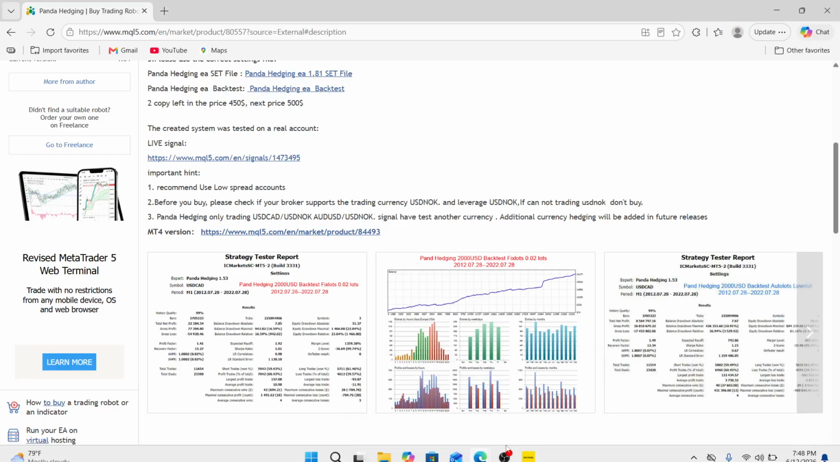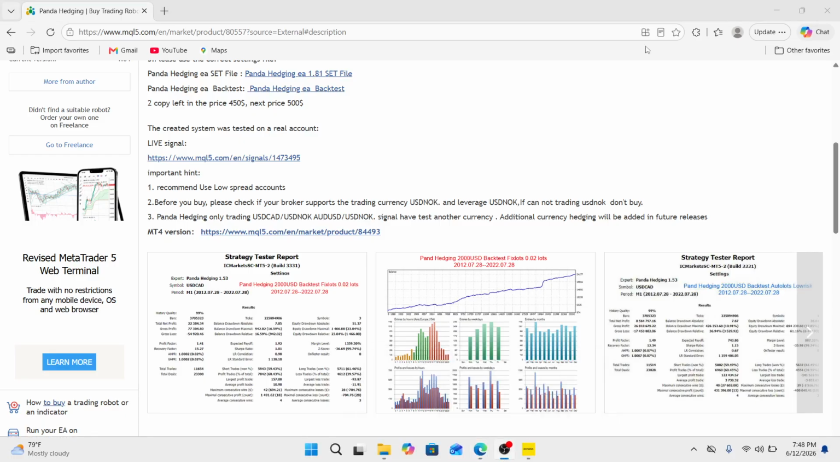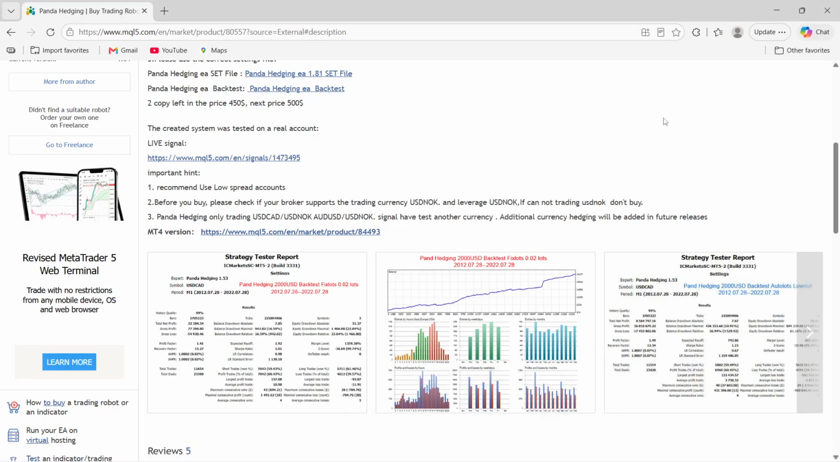Alright, so let's go back to the developer's page. Okay, so there we have it. In practice, I'd say this EA might be interesting for experienced traders who already understand grid and hedging mechanics and who are comfortable treating it as an experimental tool on demo or very small live accounts. If you're looking for a safe plug and play income EA that you can just throw on a small account and forget, this isn't it.